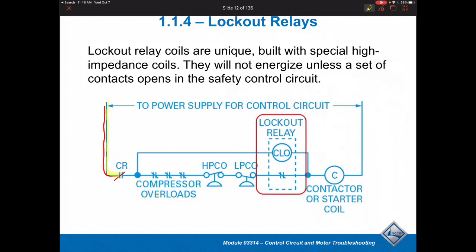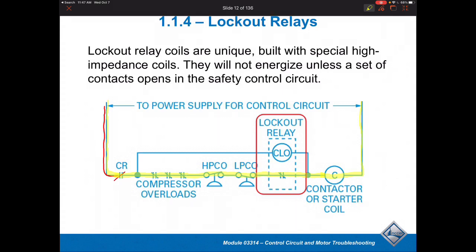In this particular case, that would allow the current to flow through, and it would go through all the compressor overloads. It would also go through the high pressure cutout and the low pressure cutout. It would go through this normally closed set of contacts, which is part of an impedance relay, and it would energize the compressor contactor. That is the way it would operate. Everything is all happy.